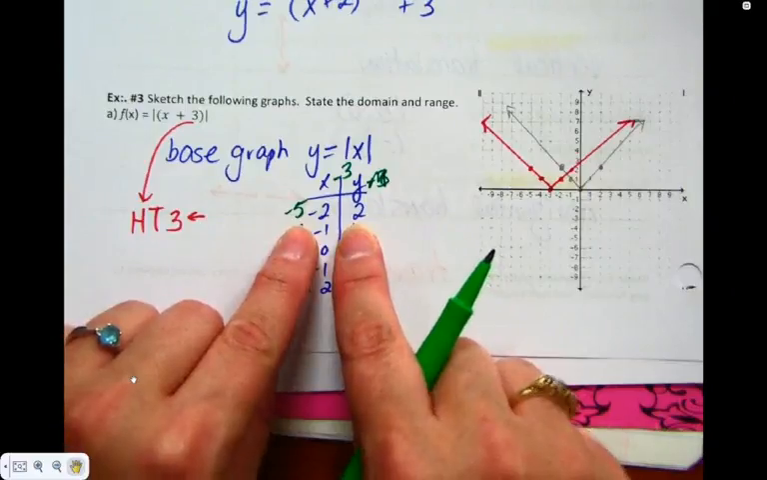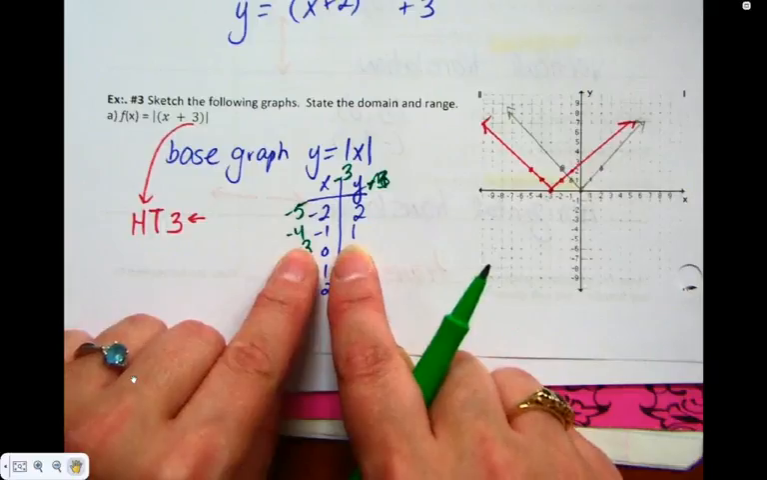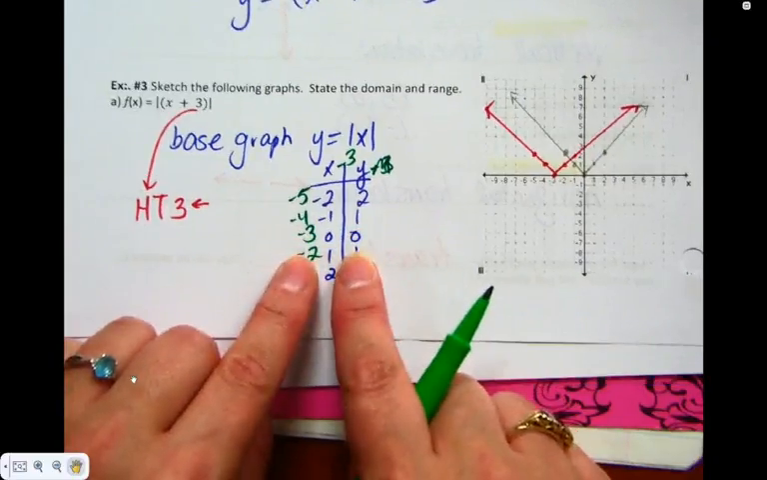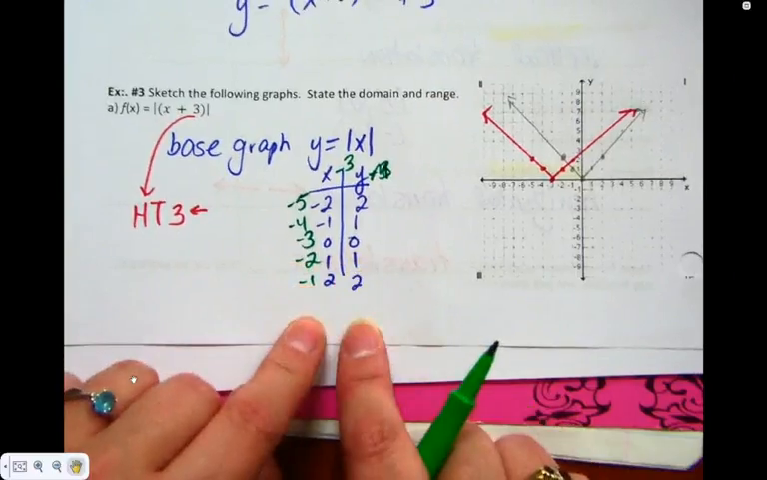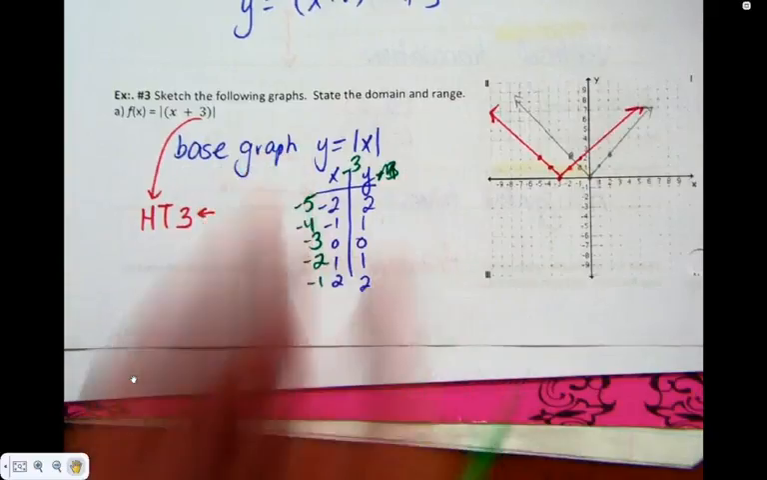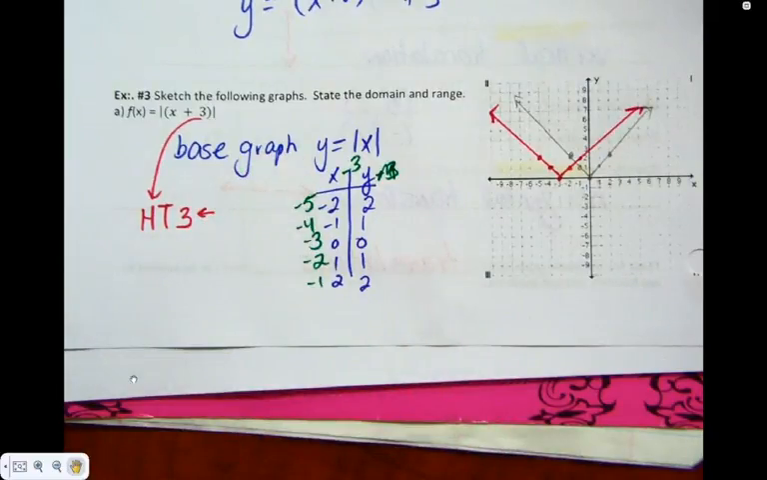So go to negative 5, 2. There should already be a dot there. Go to negative 4, 1. There should already be a dot there. Go to negative 3, 0. There should already be a dot there, etc., etc. So you can work right off the graph, or you can work off a table of values. It's completely up to you and how your brain works.